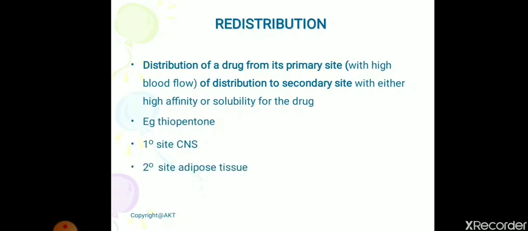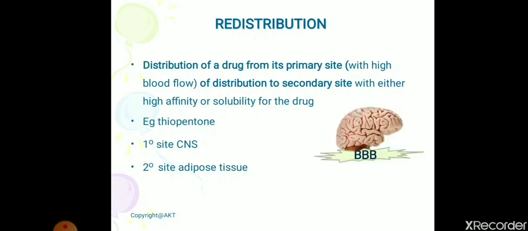But the secondary site of distribution is adipose tissue. Why? Because the drug has high lipid solubility, and adipose tissue, as you know, is lipid rich, or highly lipoidal in nature. It stores the fat, so the drug can get dissolved in the adipose tissue.